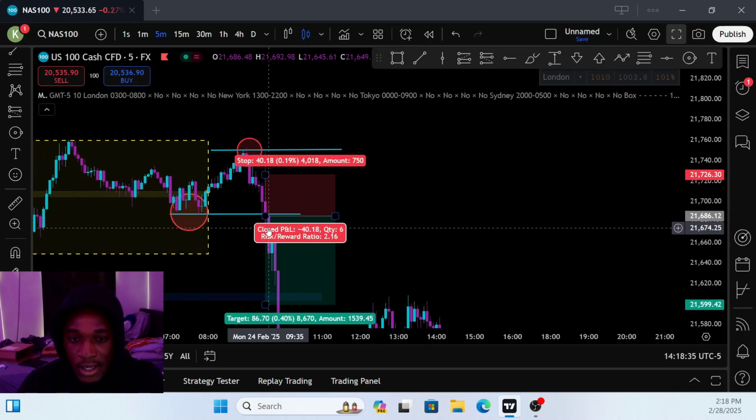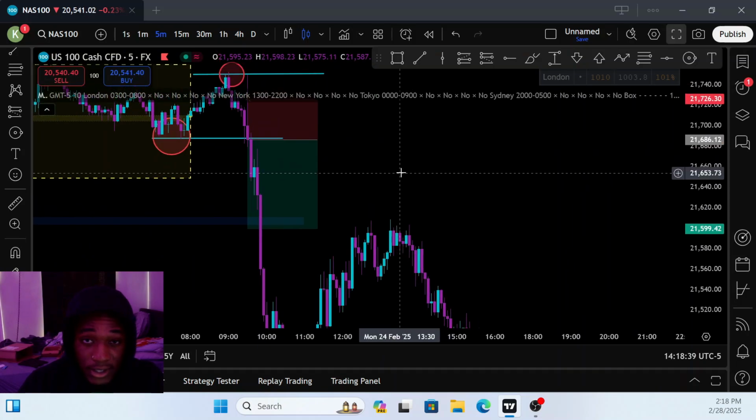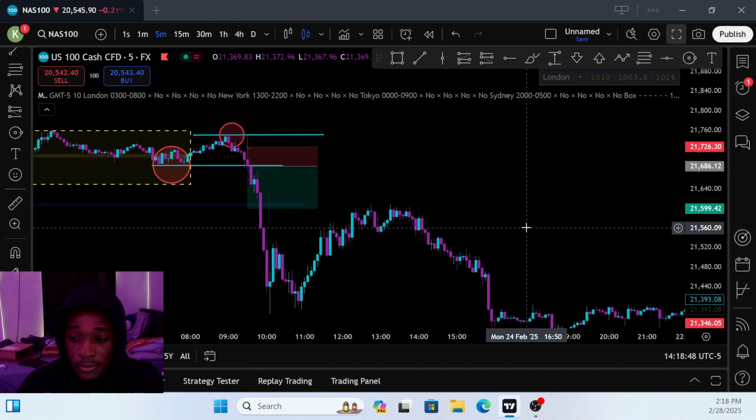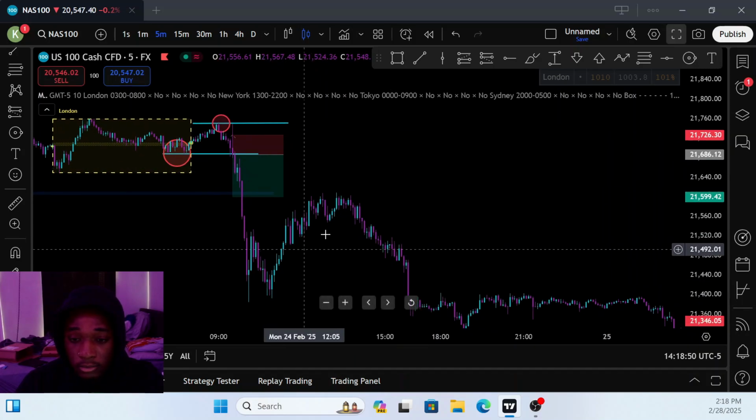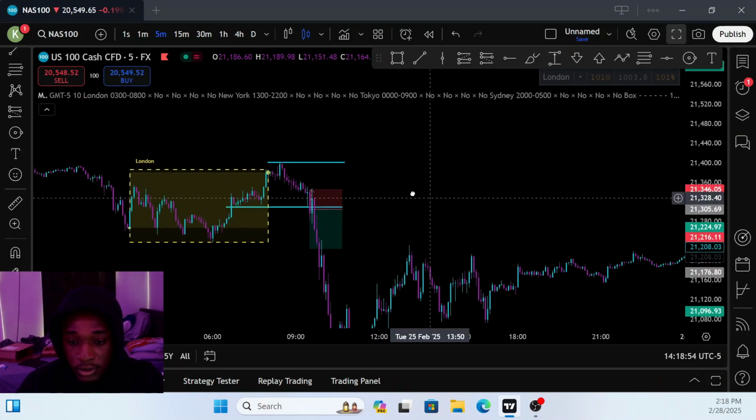We got faked out, then price wicked us out, then we entered again, made profit up to our 1-to-1, went break even, and then price stopped us at break even. So yep, that's really all a part of trading. You're not gonna win every single trade, and you're not gonna lose every single trade, right?